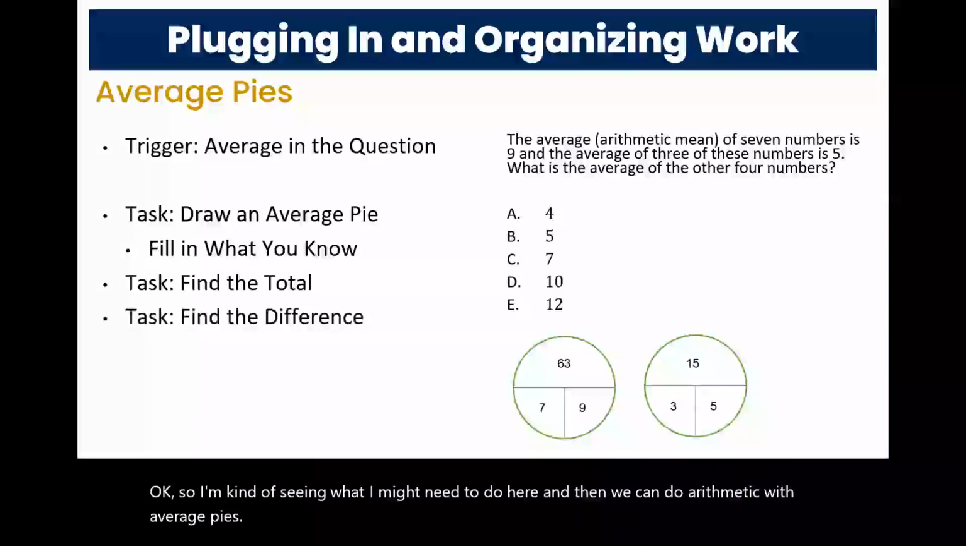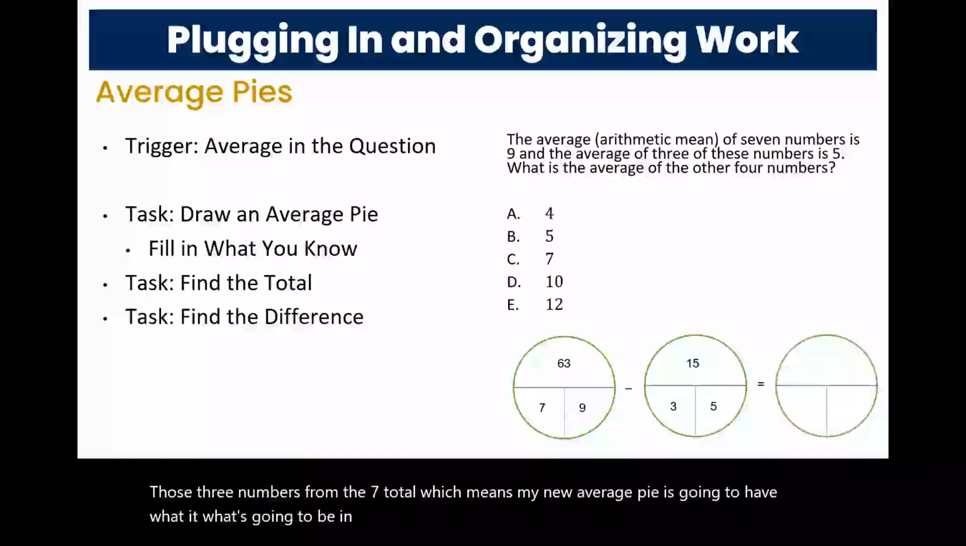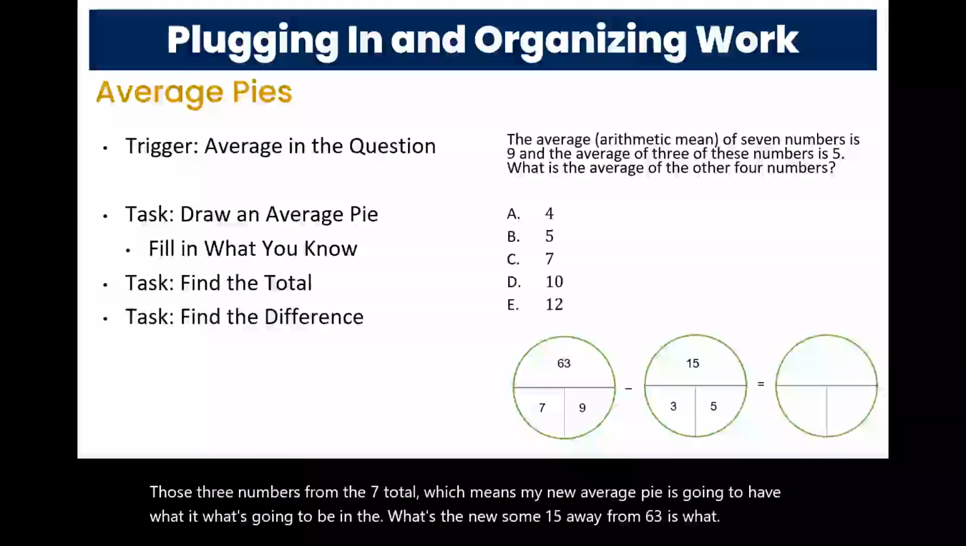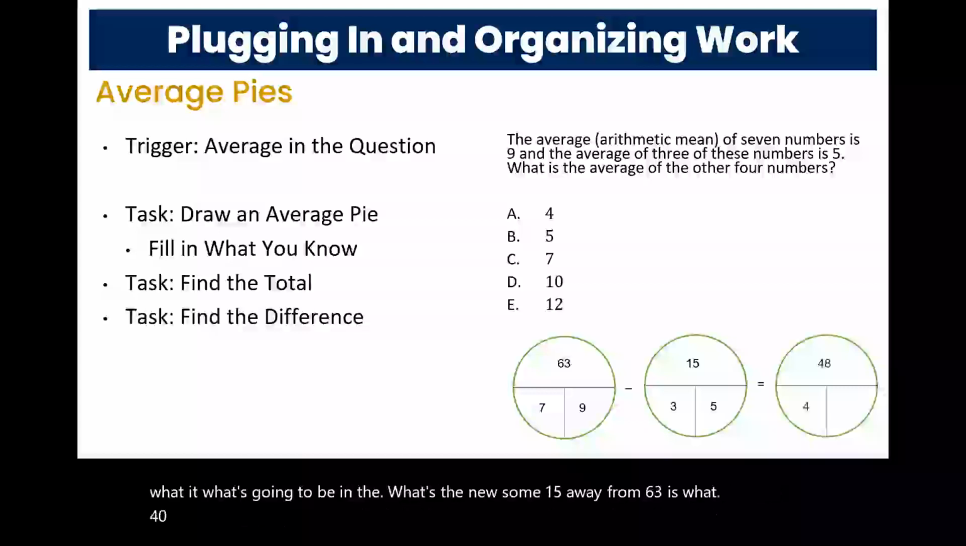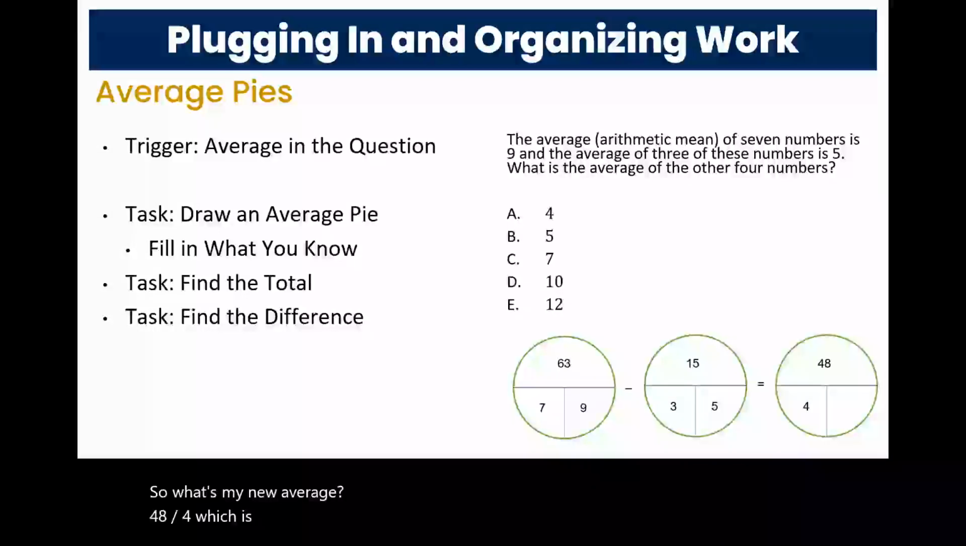So we're taking away those 3 numbers from the 7 total, which means my new average pi is going to have what in it? What's the new sum? 15 away from 63 is what? 48. So my new sum of the numbers is 48. And I'm now going to have only 4 numbers. So what's my new average? 48 divided by 4, which is going to be 12.